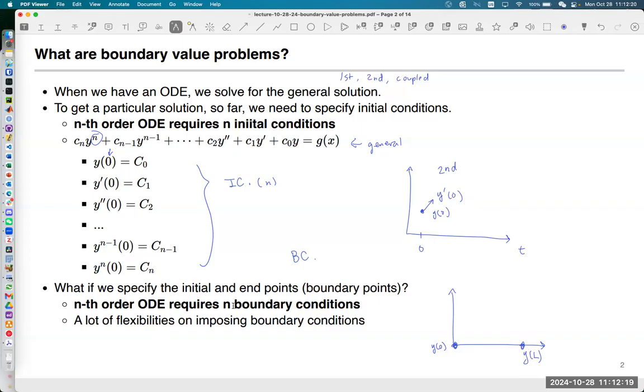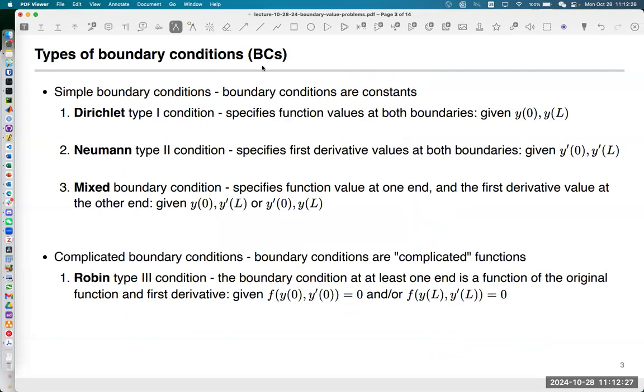And by flexibility, I mean that there are a lot of different types of boundary conditions. And from now on, I'll call boundary conditions BC. There are simple boundary conditions where the boundary conditions are constant, and these will be things that we will be able to solve analytically. There are type 1 conditions where we specify the original function's value at both boundaries. For example, it's given y of 0 and y of L. So as an example, I can have y of 0 equal to 3, and y of L equal to minus 2.5. And those will be the type 1 boundary conditions.